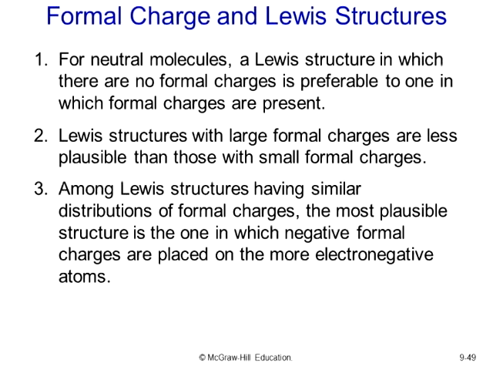Among Lewis structures having similar distributions of formal charges, the most plausible structure is the one in which negative formal charges are placed on the more electronegative atoms. So in other words, the negative charge should be on the atom that's furthest to the right in the row along the period, and should be furthest to the top in a group, because that is the trend for electronegativity.